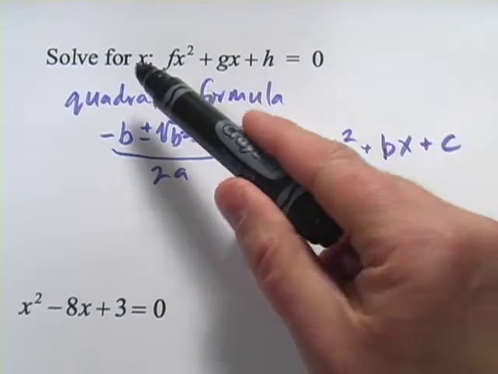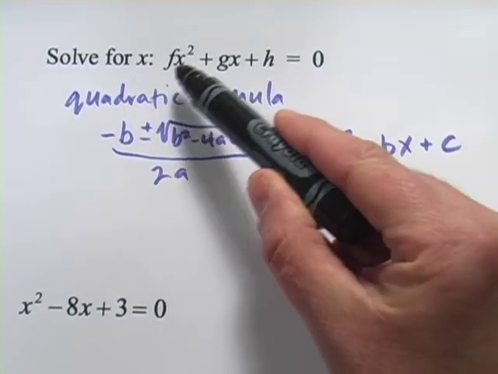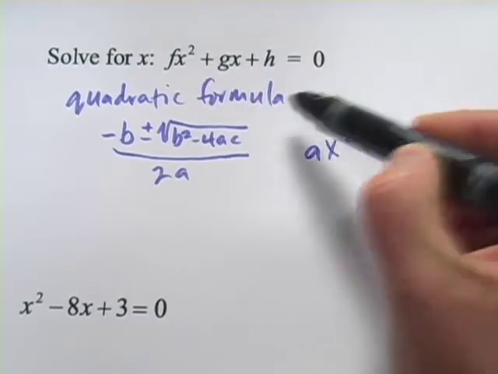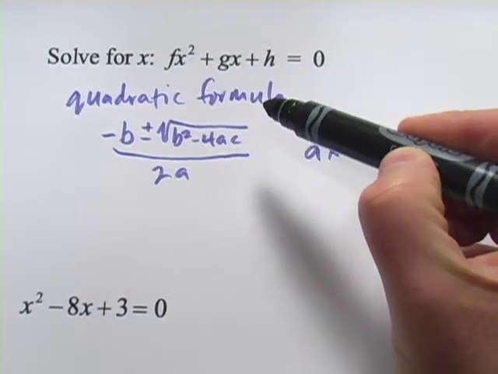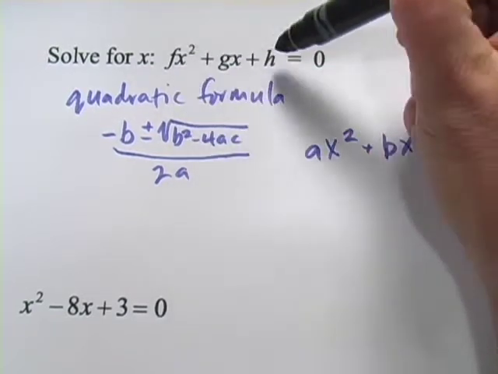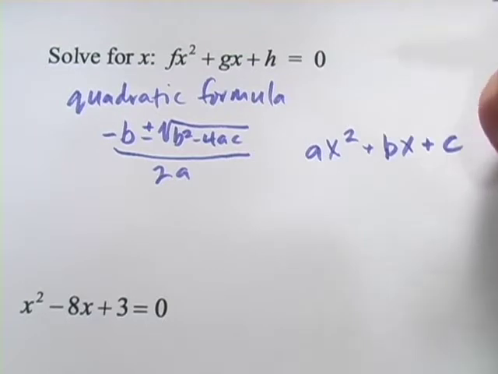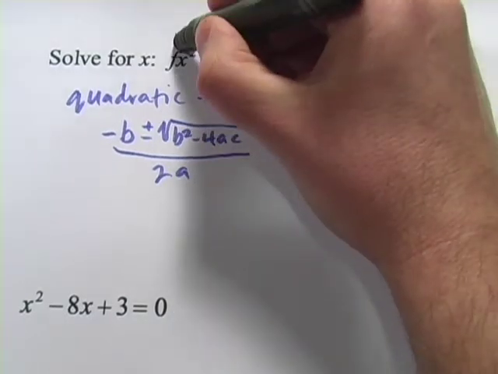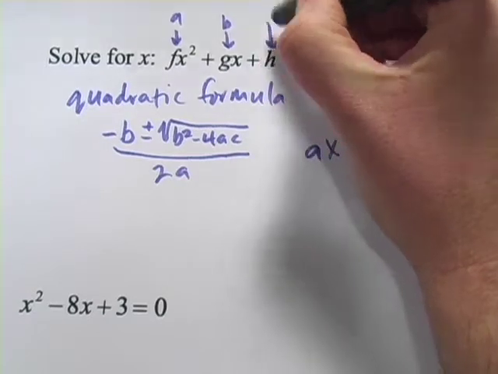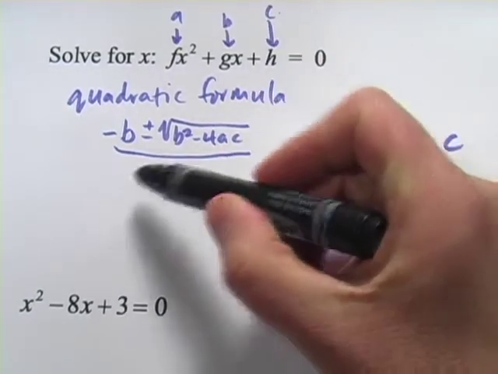Now this first one, they're asking us to solve for x, and we've got f times x squared plus g times x plus h equals 0. Well, you should recognize that. That's the form of a quadratic. And all they've done is replace the a, b, and c with f, g, and h. And that's all we have to do in our quadratic formula. So this guy is a, this guy is b, and this guy is c. So let's try subbing them in.